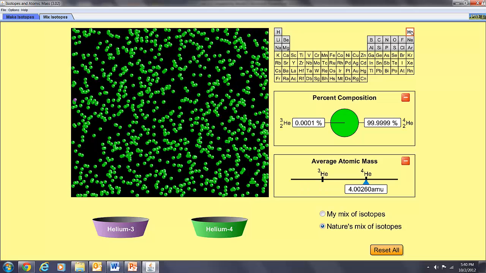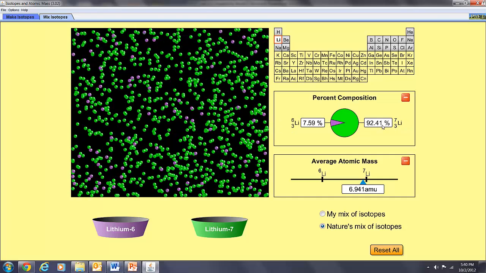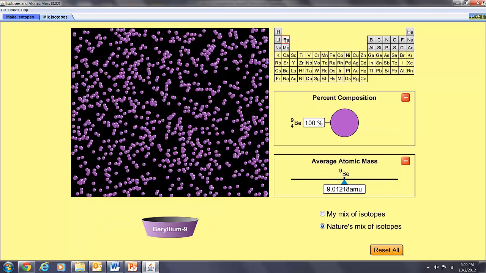Let's look at some other ones. Helium: 99.9999% is helium-4 with 2 protons, 2 neutrons. But look over here, I have my one little purple. That means that's a different isotope, my helium-3 that only has 1 neutron. Are they all like that? Well, look at lithium. You see more of a split. 92.41% is lithium-7, but 7.5% is lithium-6, so that's why you're seeing more purple dots. There's more of another isotope. How about beryllium? Nope, 100% is one isotope.